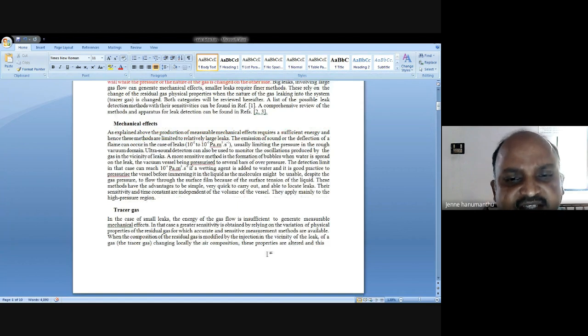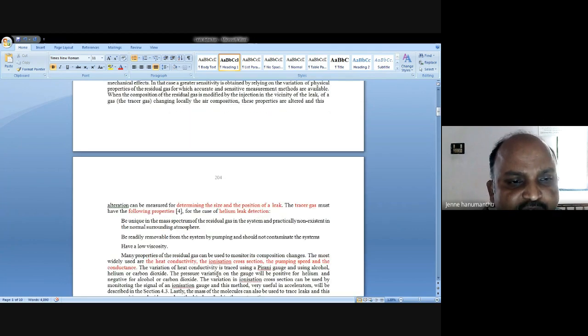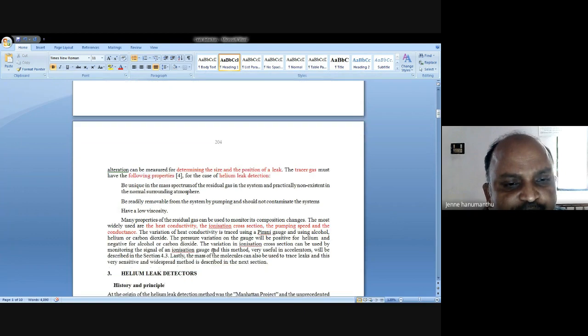Suppose it's a gaseous system, and from any gas pipe, any gas is leaking. That leaking gas is also called tracer gas. We want to know the tracer gases. How is it possible? We can determine the tracer gases like this.